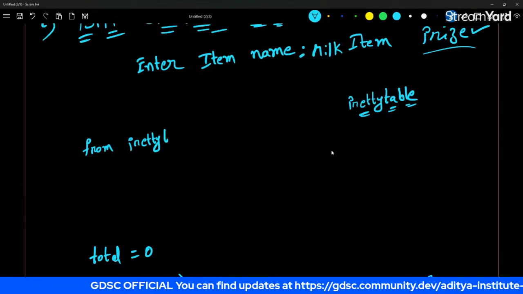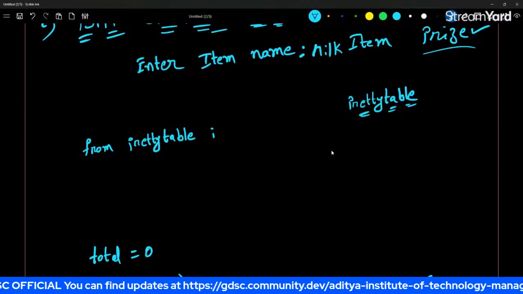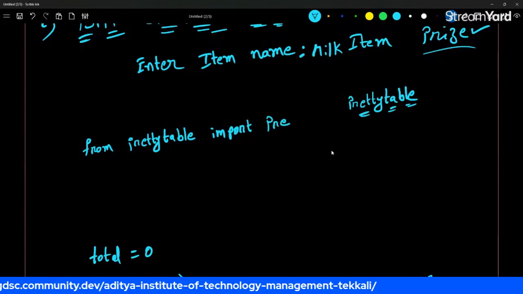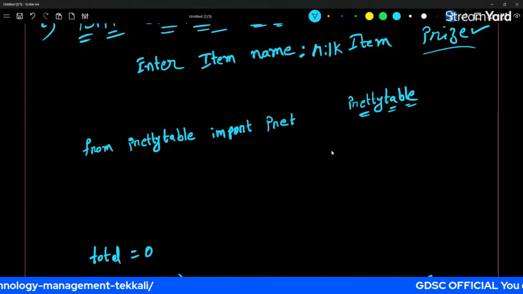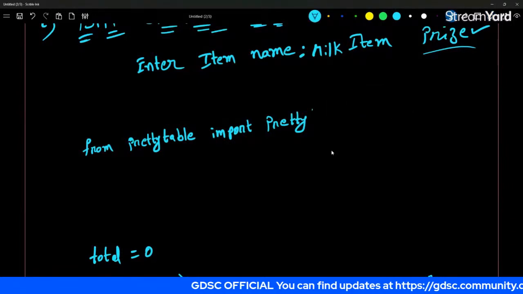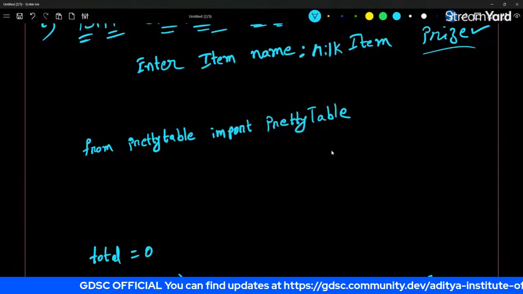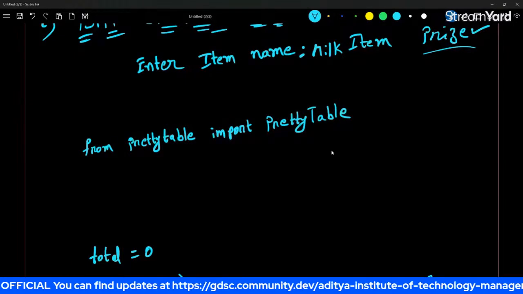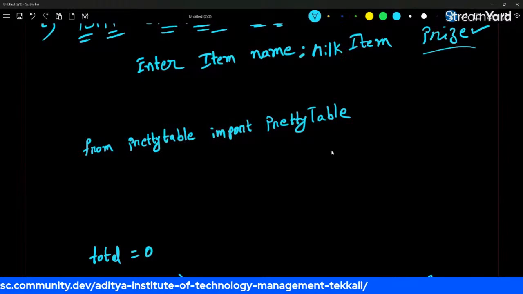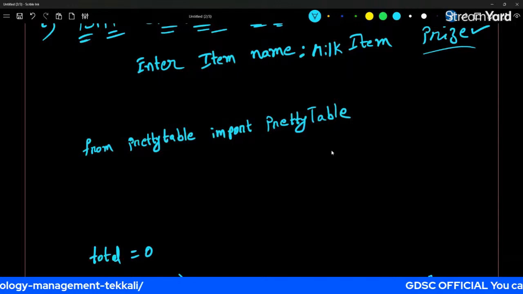from prettytable import PrettyTable. Remember, the p has to be small and the t has to be small, because module names generally have all small letters. And when you're considering any class, the first letter is a capital letter, and the following words are also started with capital letters.